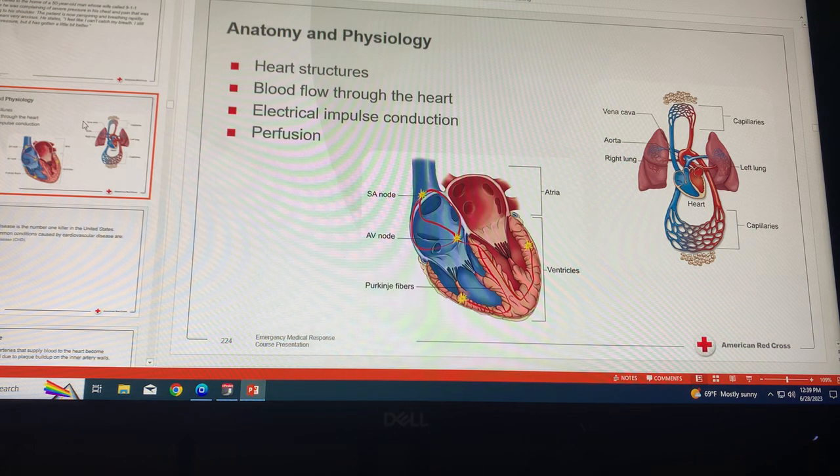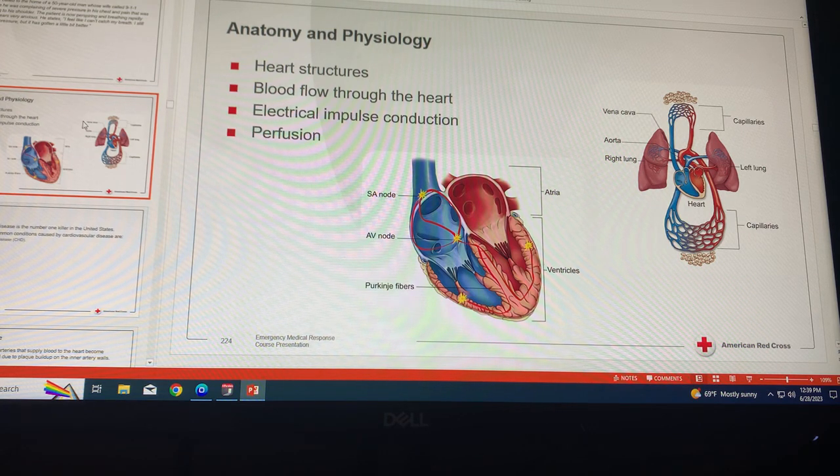Okay, we have anatomy and physiology. So here you see we have the heart structures, blood flow through the heart, electrical impulse conduction, and perfusion. The heart is a muscular organ which functions like a pump, about the size of a patient's fist. It lies between the lungs and the middle of the chest, behind the lower half of the sternum, breastbone. The heart is protected by the ribs and sternum in front and by the spine in back. It has 4 chambers and is separated into right and left halves.